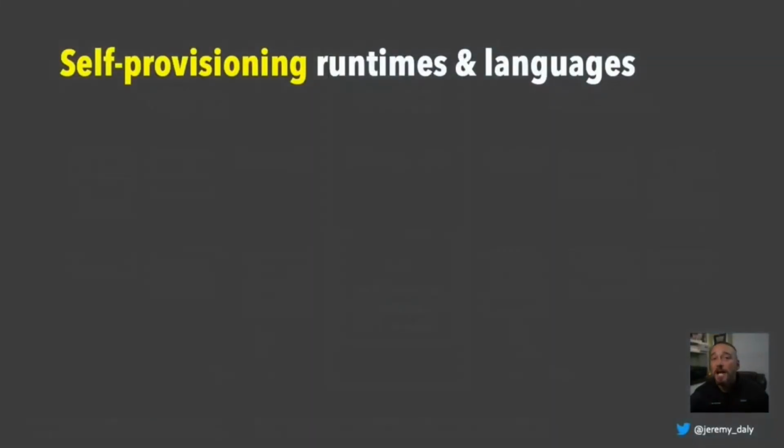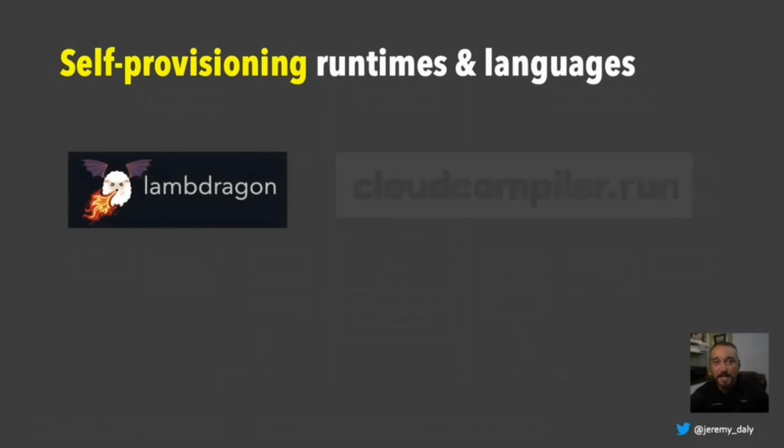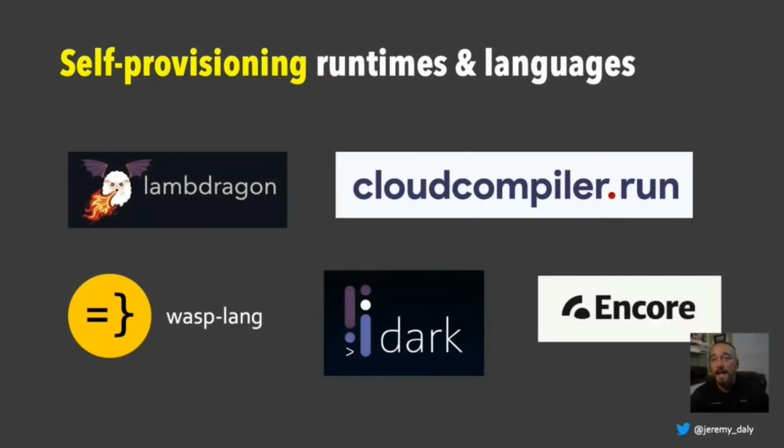And let's talk about some of these self-provisioning runtimes right now. So these are either runtimes or languages. There's a bunch of people that are experimenting in this space. You've got things like Lambdragon and cloudcompiler.run. You've got languages like Darklang and Wasplang, and then this other thing called Encore. So you have some really interesting services that are trying to basically say, just write code, and the system will go ahead and provision what needs to be done from an infrastructure standpoint for you.